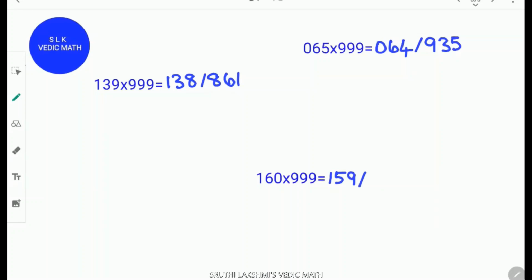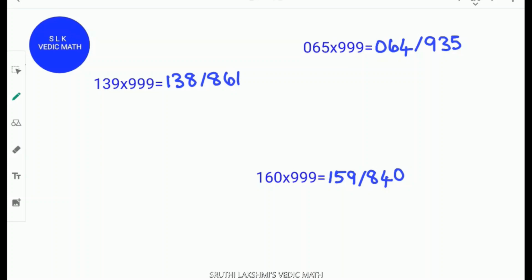1 plus what equals 9? 1 plus 8 equals 9. 5 plus what equals 9? 5 plus 4 equals 9. 9 plus what equals 9? 9 plus 0 equals 9. The answer for 160 times 999 is 159,840.